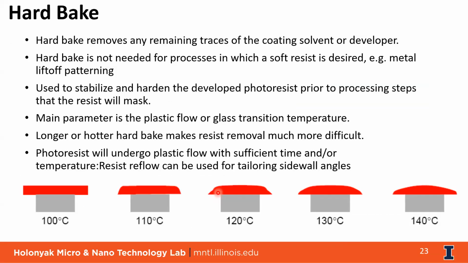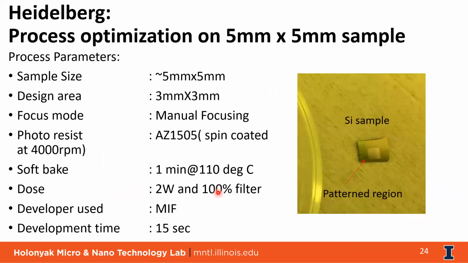And this is the end of a photolithography process. In the next few slides, I'm going to explain a few process developments we have done at HMNTL. The first one was done on the Heidelberg direct writing system. One of the students wanted to use a 5 mm cross 5 mm substrate on the system.